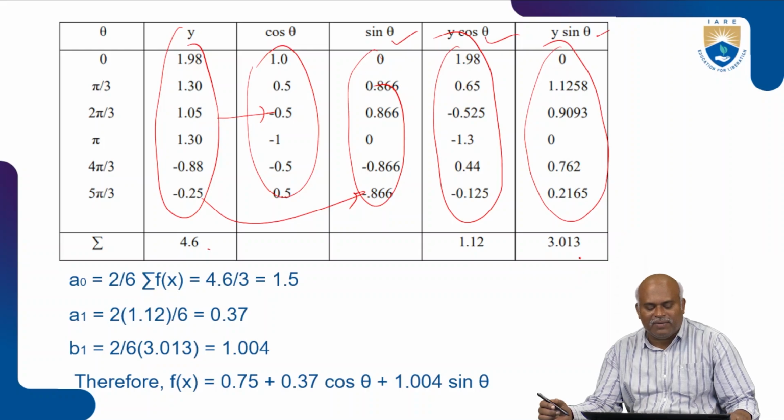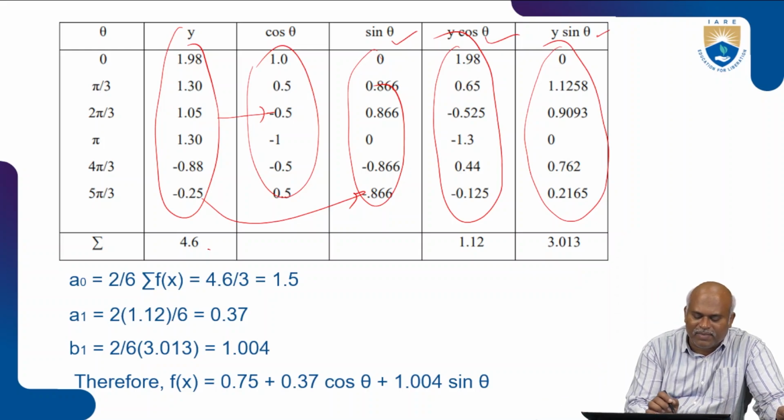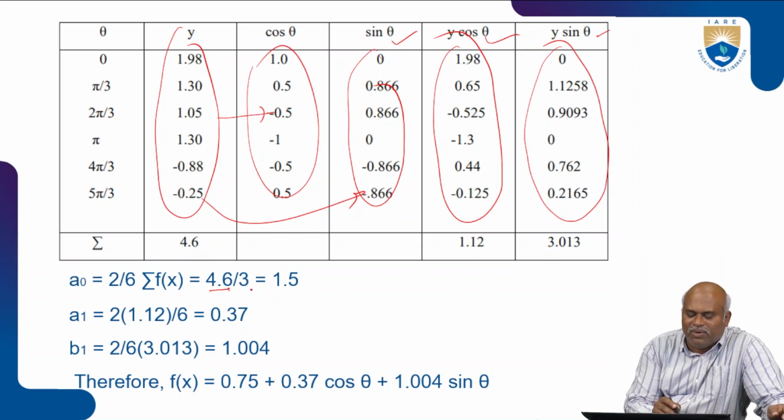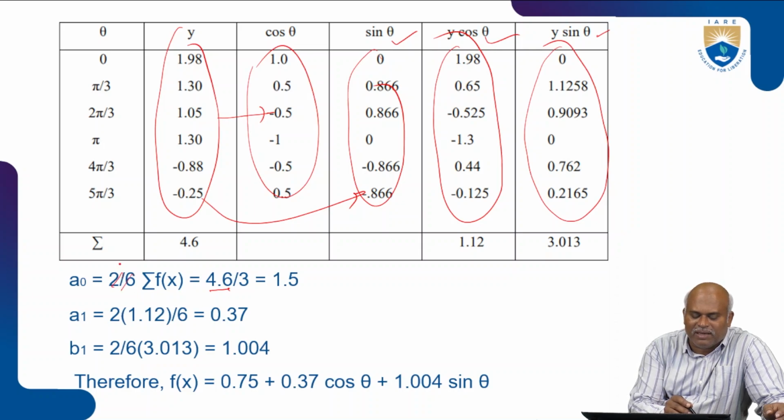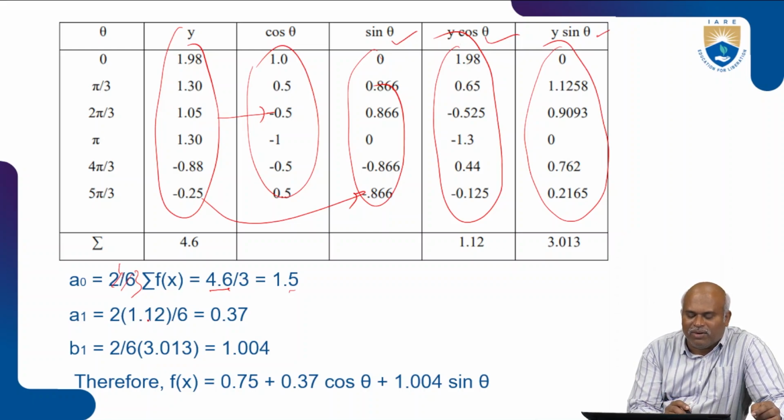Okay, as per the statement, a0 equal to 2 by 6 times the summation of f of x. What is the f of x? 4.6. Okay, 4.6. In this case 2 by 6 is represented as 1 by 3. So 1 by 3 into 4.6 is equal to 1.5. A1 is equal to 2 by 6 into the values we received, y cos theta, 1.21, divided by 6. We got A1 equal to 0.37.